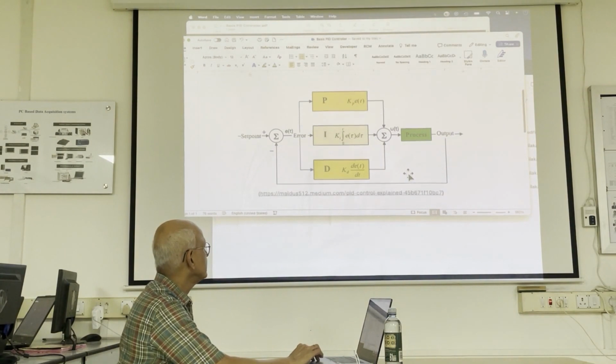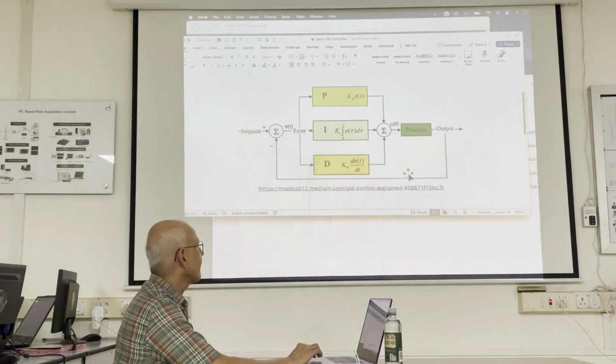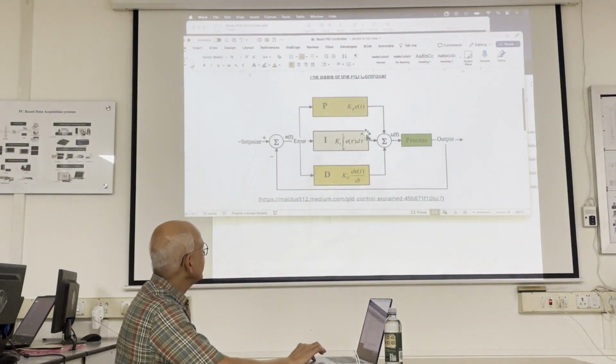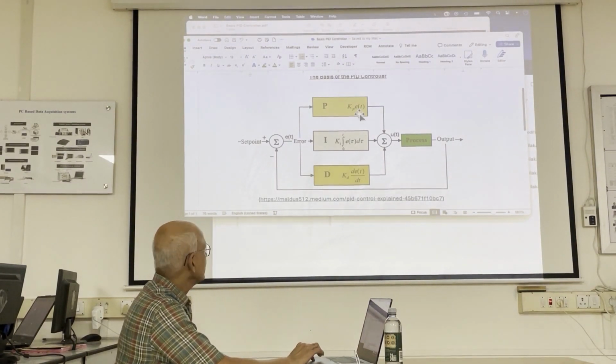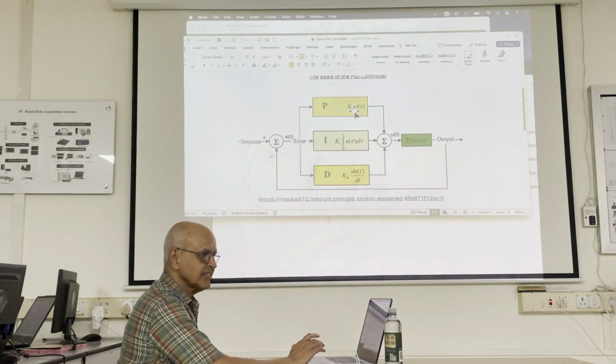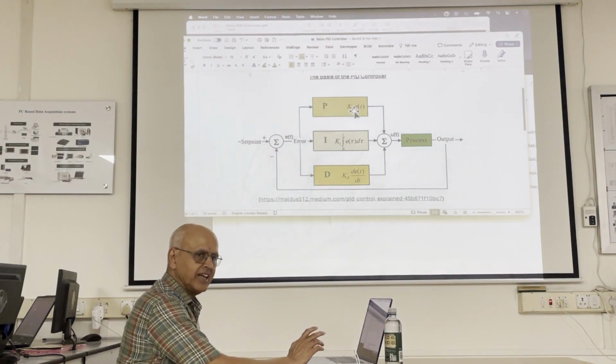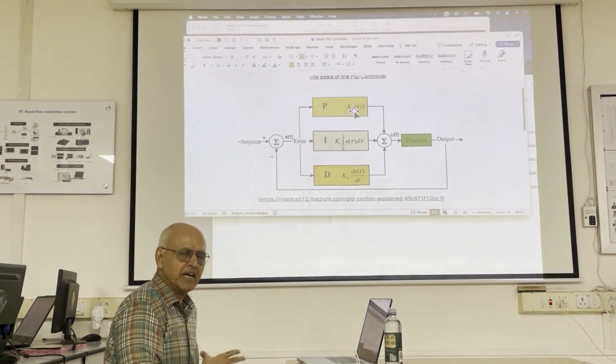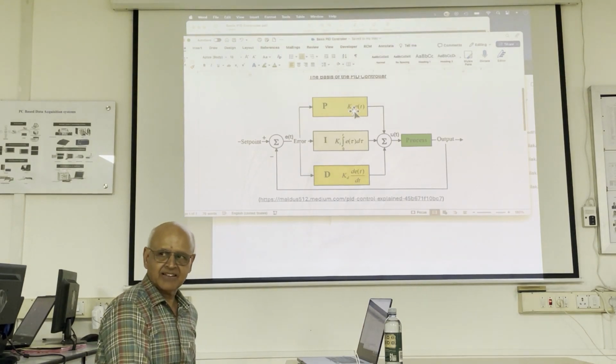Okay, now, any questions on this? Alright, now, what is the effect of these three? Now, this one makes the most intuitive sense, because if the error is large, you want to act quickly. You want to have a bigger reaction, right?